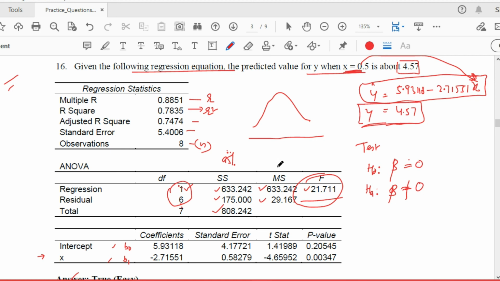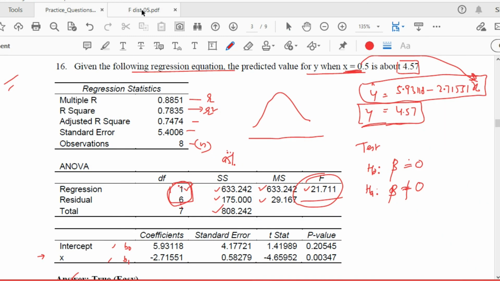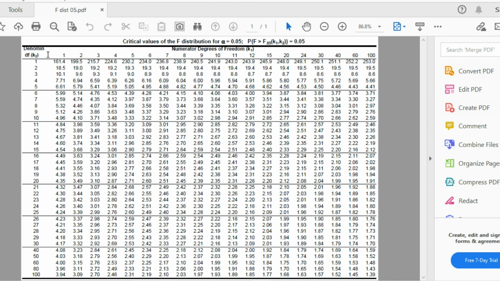For that I will show you the F table. Based on these two degrees of freedom, 1 and 6, and 95%, we have a table called the F distribution table at 5%. We will not ask you any other alpha; this table is only for alpha 0.05. Now check 1, 6: go to column 1 and row 6.